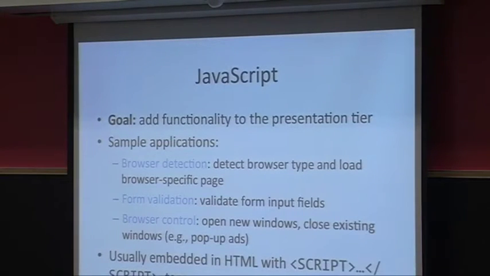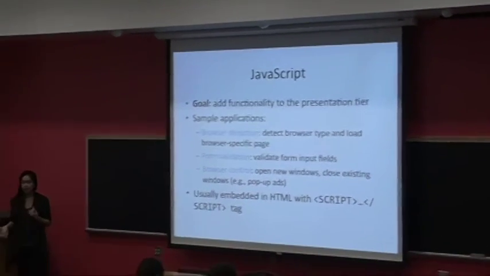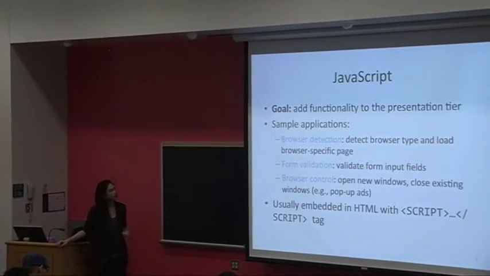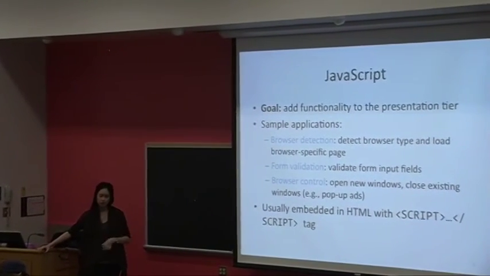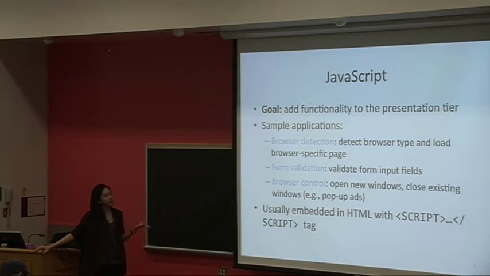So the goal of it is to add a bit more functionality to the presentation tier. As I said before, the presentation tier doesn't do much other than displaying and rendering things. So JavaScript can help you just a little bit more. Some sample applications for JavaScript: for example, it can detect the browser. Maybe different browsers are compatible with different functionalities and you want to detect it first.